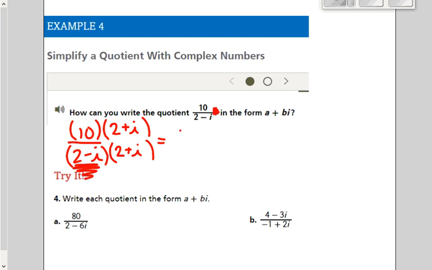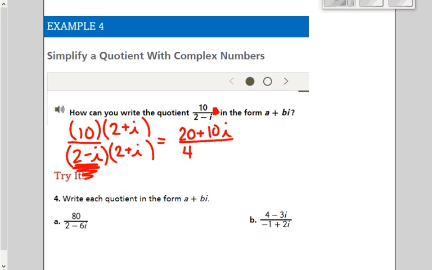The numerator will be 20 plus 10i by the distributive property. In the denominator, you're going to have 2 times 2, which is 4. The outside will give you a positive 2i, and the inside multiplication will give you a minus 2i, and those will cancel because they're opposites. So multiplying by the conjugate will achieve the goal of getting rid of the i from the denominator.